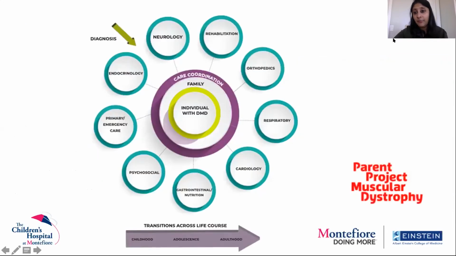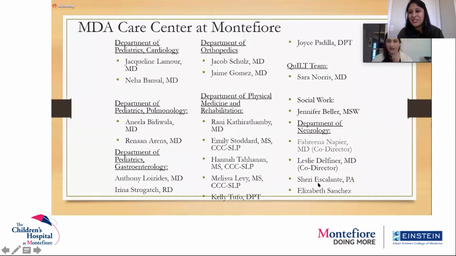This is something that I borrowed from the Parent Project Muscular Dystrophy. And as you can see here, they say that at the time of diagnosis, you have this individual with Duchenne muscular dystrophy that requires intensive care coordination: neurology, orthopedics, endocrinology, cardiology, GI, respiratory. We have a lot of providers, a lot of caregivers that take care of these families and help them transition across their life course. And I quickly took a screenshot of Dr. Delfiner's talk this morning, and you can see that the MDA Care Center here at Montefiore has so many providers.